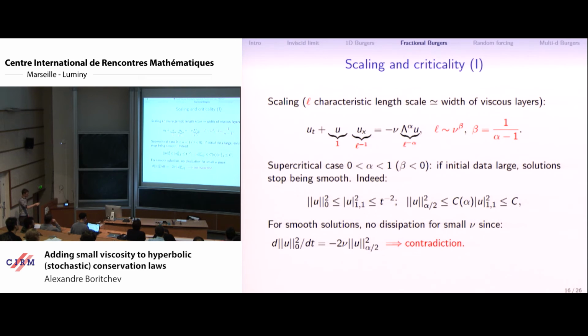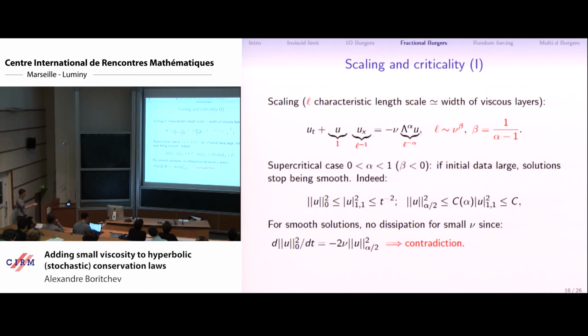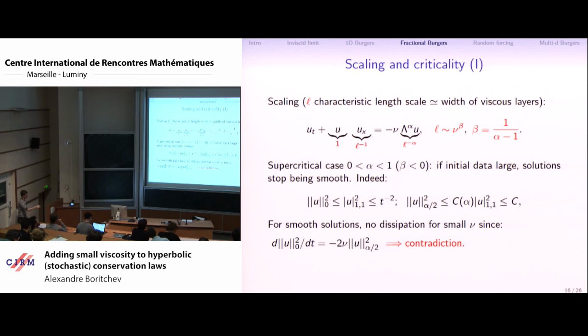So every time we make a derivative in space, we need to pay by dividing by L for dimensional reasons. By the Oleinik estimate, we'll only consider the cases where the Oleinik estimate applies. So we have assumed that the solution itself is of order 1, and the two sides of the equal sign have to be equal, which just gives you that this length scale L behaves as nu to the power beta, where beta is equal to 1 divided by alpha minus 1.